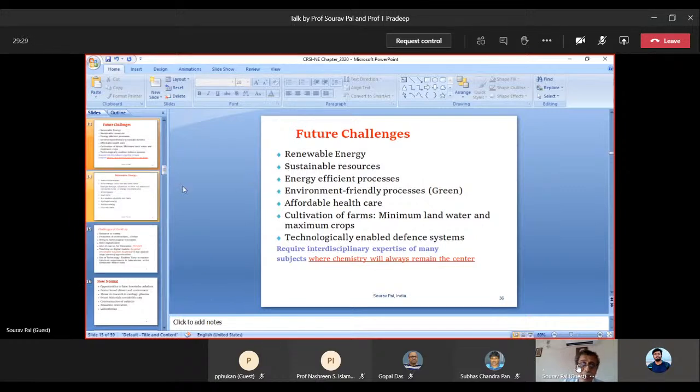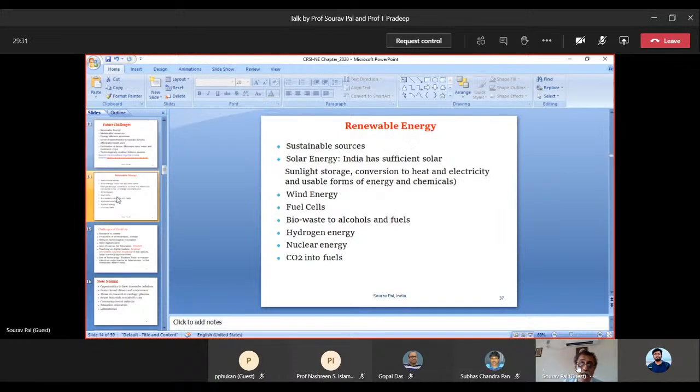In terms of renewable energy, I think that is very, very important from the sustainable sources, where chemistry plays a very important role. We have, for example, solar energy, sunlight storage, wind energy, fuel cell, bio-waste to alcohols and fuel, hydrogen energy, nuclear energy, CO2 into fuel. Many of these are investigated very strongly by chemists.